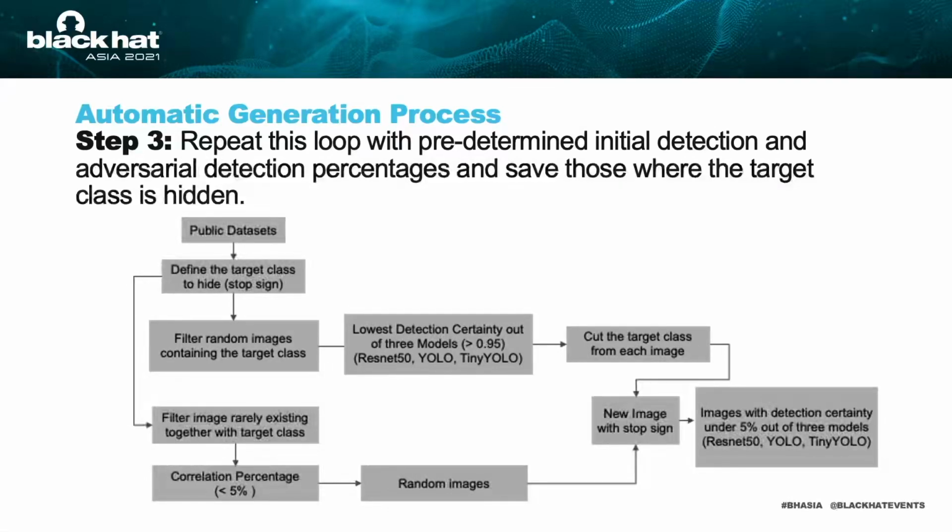In our final evaluations, we used ResNet 50, YOLO version 3, and Tiny YOLO, and only if all of them had a detection rate exceeding 95%, a certainty exceeding 95%, we proceeded. Cut it out, and then we select another image with a correlation of under 5% and paste them together, creating a new composite, and then we run the detection again. And only if all 3 networks now have a certainty of under 5% do we proceed and do we save the image as an adversarial image.